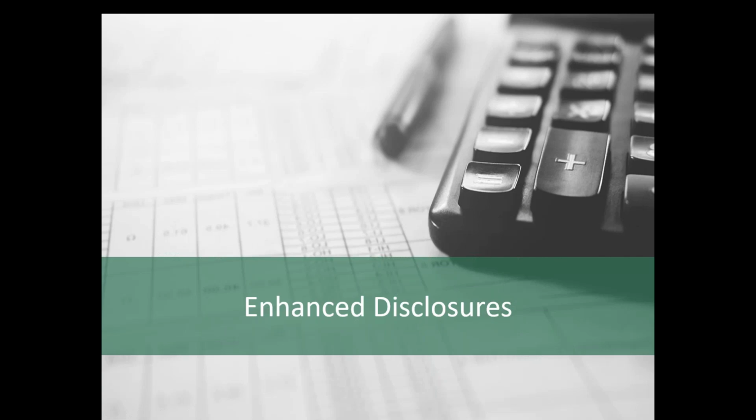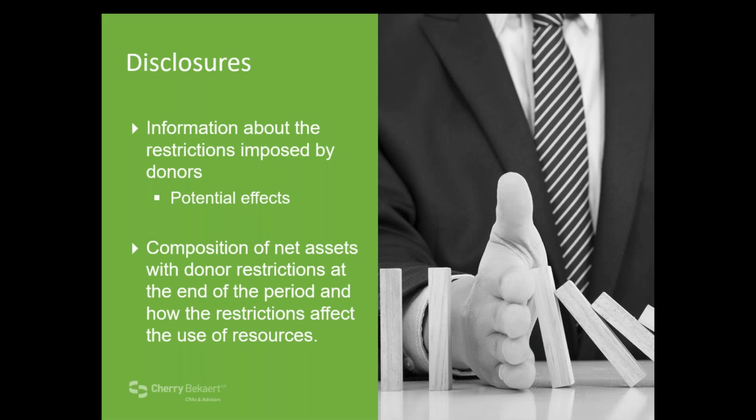So first, on restricted net assets, you're now required to disclose information about the restrictions imposed by donors, including potential effects and the amount. That means you'll need to show the composition of net assets with donor restrictions at the end of the period and how those restrictions affect the use of resources.